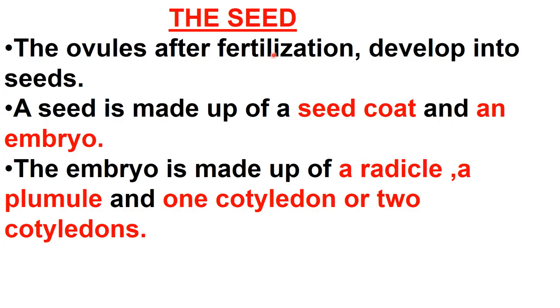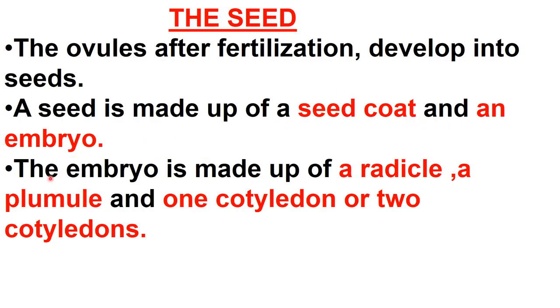So seeds are present inside the fruit. Before fertilization in a flower, ovules are present inside the ovary, and after fertilization, seeds will be present inside the fruit, right? Now a seed is made up of a seed coat and an embryo. So these are the two main parts of the seed. On the outer side, the seed coat is present, and on the inner side, the embryo is present.